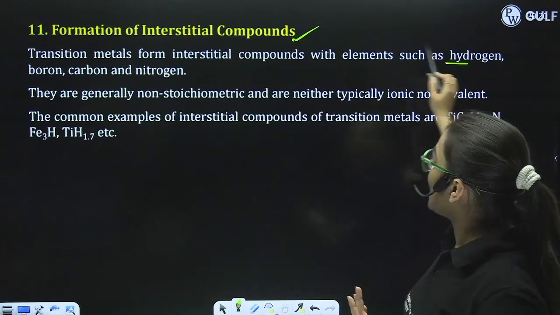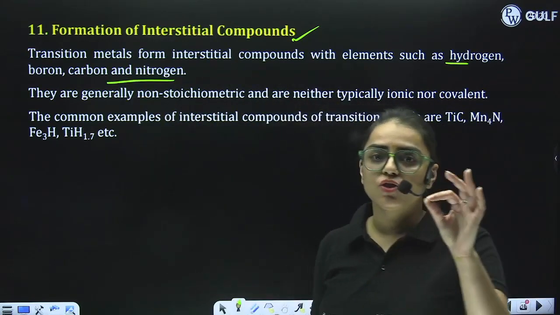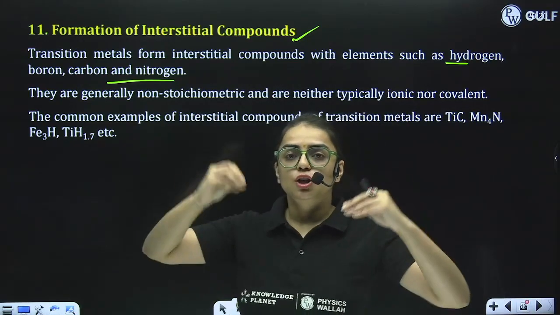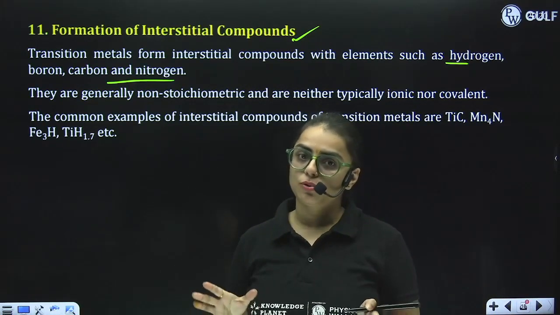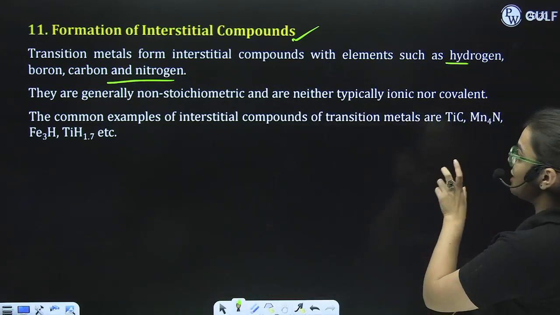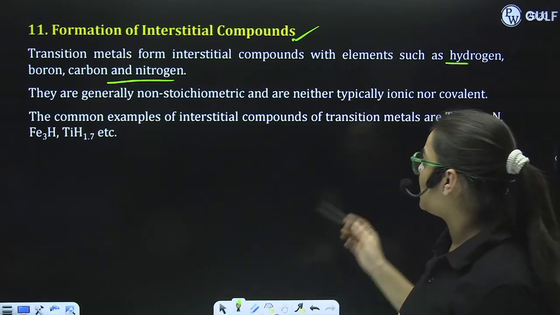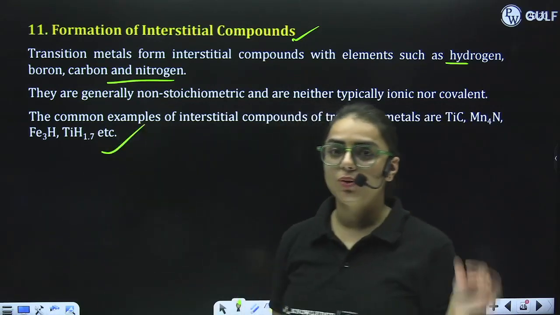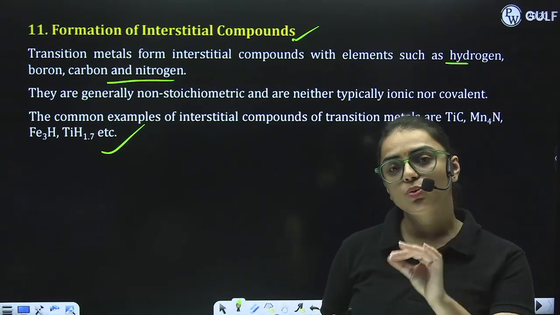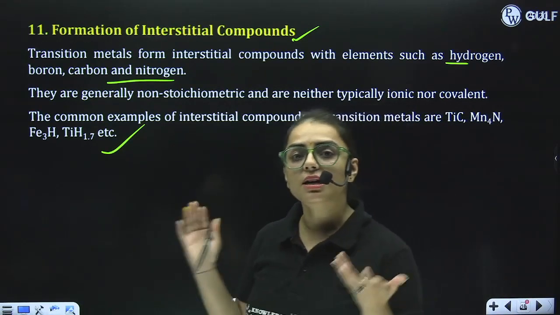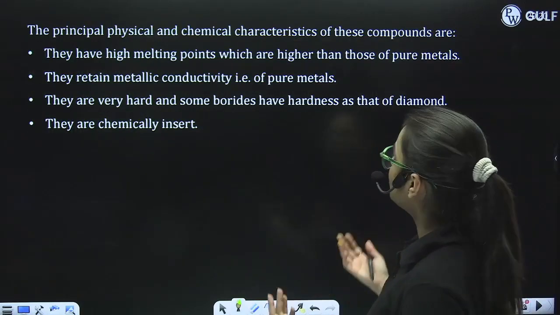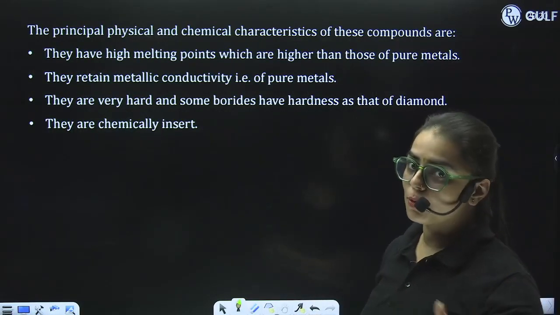Basically they form them with hydrogen, boron, carbon and nitrogen, which generally have a smaller size. What happens is these atoms just get fit at the interstitial positions of a certain metal, right? So basically they are generally non-stoichiometric and neither typically ionic nor covalent, and the common example they have given you. Now these smaller hydrogen, boron, carbon, nitrogen atoms just fit into the interstitial positions and thus create the interstitial compounds. Clear?